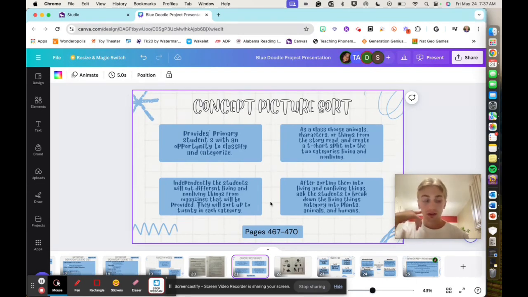And then the last part of it is, after sorting them into the living and non-living things, ask the students to break down the living things category into plants, animals, and humans. For this one, it's more of an extended part of the lesson. So from the living category, you would break it into the living plants, living animals, or humans. I didn't include this in there, but with the non-living things, you could do the exact same thing. You could do something with saying what type of non-living thing it is.